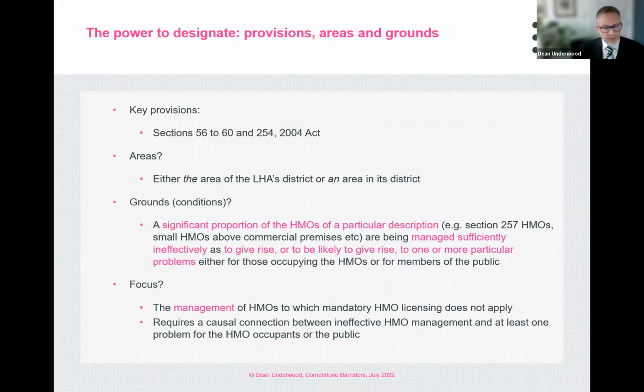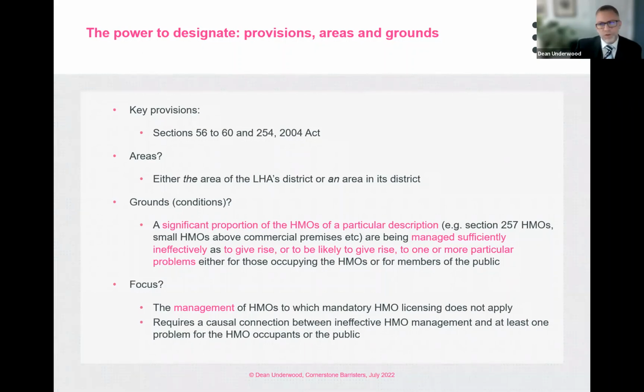It is, as has been pointed out in a number of cases challenging licensing designations, really quite difficult to establish a solid causal link or connection necessarily between ineffective property management and social ills in the area of the property. Nonetheless, the local authority will require sufficient evidence to establish a rational, if not cogent, correlation between the ineffective management of properties, in this case HMOs, and the problem or problems to which section 56 refers. It's also worthy of note that the provision requires only a significant proportion of the houses in multiple occupation of a particular description to be managed ineffectively with problematic results.